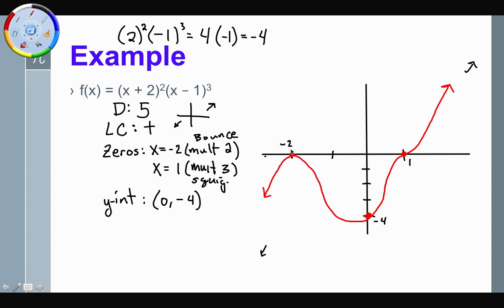And I think we have it. We have the bounce at negative 2, we have the squiggle at positive 1, we have the y-intercept at negative 4, and we have the correct end behavior. So as long as you pay attention to all of the pieces, this will go very smoothly.